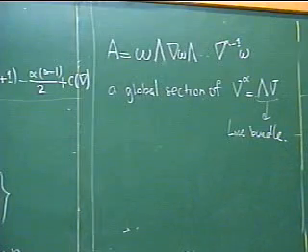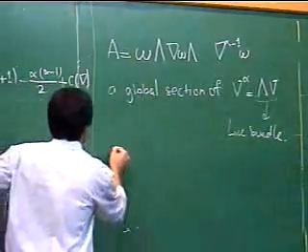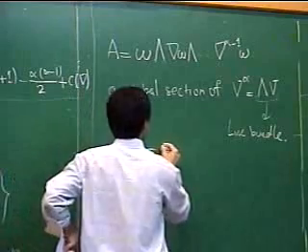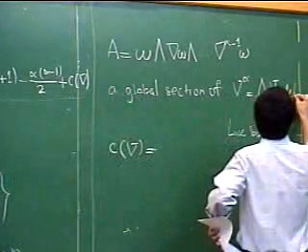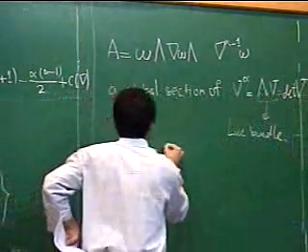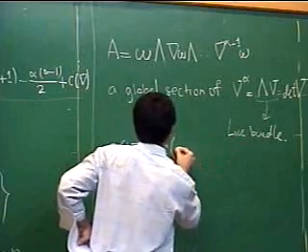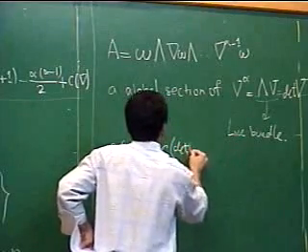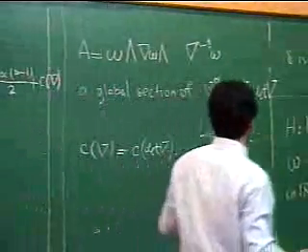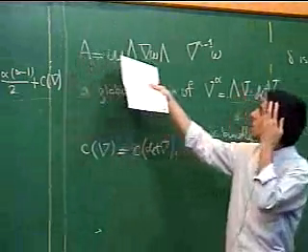And what more? The Chern class of V is going to be exactly the Chern class of this determinant. Now, so we have a global section of a line bundle.